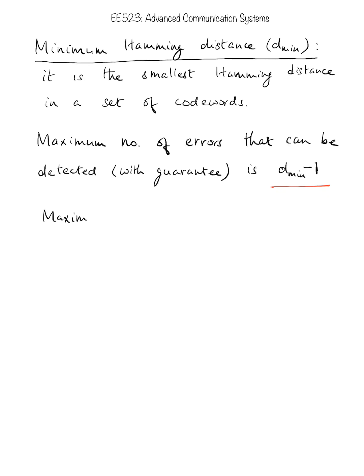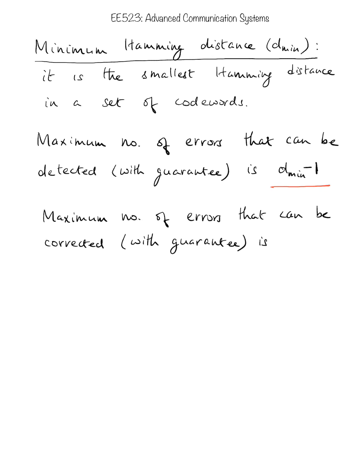maximum number of errors that can be corrected with guarantee is given by d min minus 1 divided by 2, and we take the floor of it.